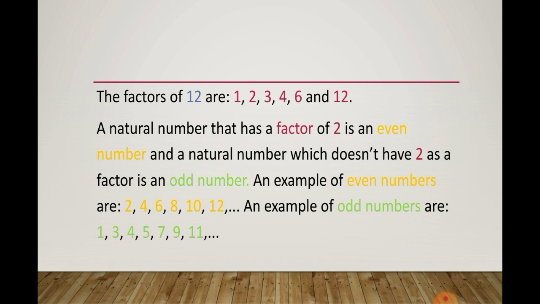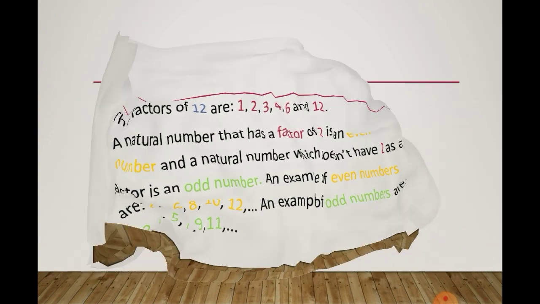A natural number that has a factor of 2 is an even number, and a natural number which doesn't have 2 as a factor is an odd number. Examples of even numbers are 2, 4, 6, 8, 10, 12, etc. Examples of odd numbers are 1, 3, 5, 7, 9, and 11.